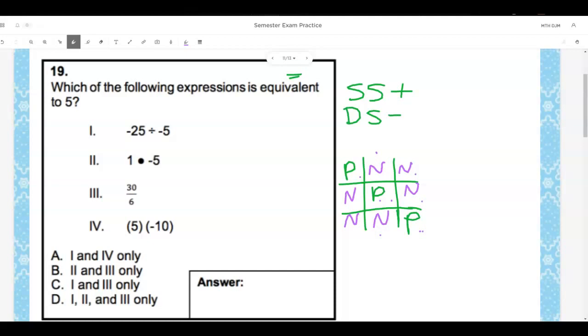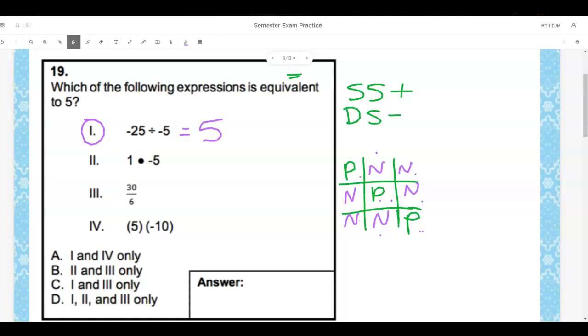So let's check these out. The first one says negative 25 divided by negative 5. So I'm just going to treat it like 25 divided by 5, which is 5. And then I'm going to ask myself, are they the same signs or different signs? Well, these are the same, so my answer is going to be positive. So I know that that is a good answer. But there can be more than one correct answer on this question, so we're going to keep going.